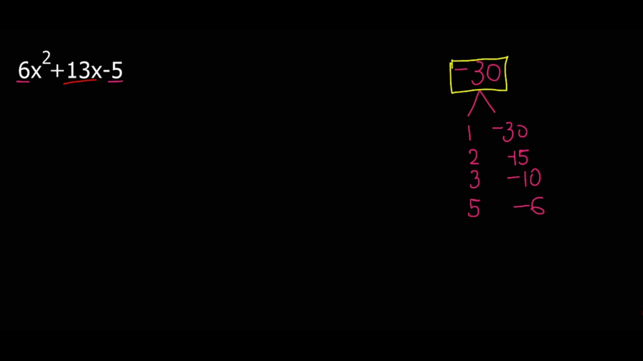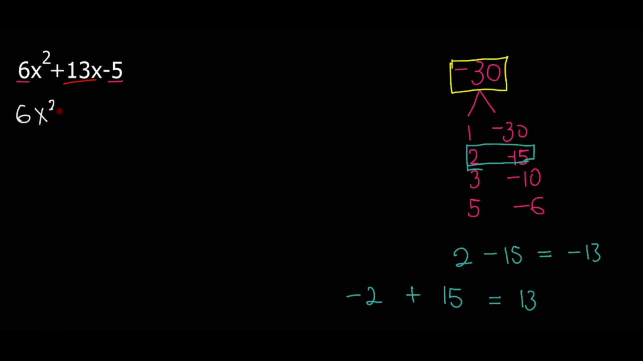You can notice that we have 2 and negative 15, but notice something: 2 times negative 15 is negative 30, but 2 minus 15 is negative 13. But if you say minus 2 plus 15, you get positive 13. So this means we will use these factors, but we will put negative for 2 and positive for 15. This means we will have 6x squared minus 2x plus 15x. Minus 2x plus 15x gives 13x, so it's the same thing.